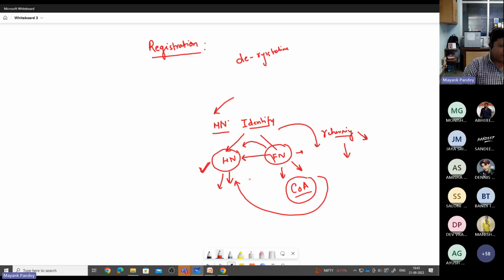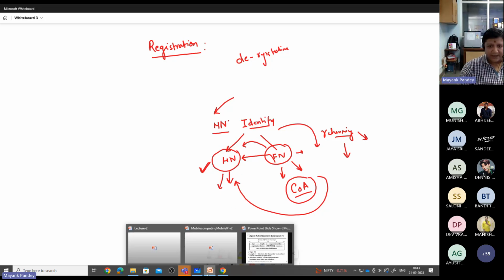So I'm telling it again: when the mobile node moves into a foreign network, it will be able to listen to the agent advertisement. Listening to the agent advertisement, it will know the care of address, because those agent advertisements are advertising those care of addresses also. Using this care of address, it will send a registration request towards its home agent via the foreign agent. How is this done? Just see here.